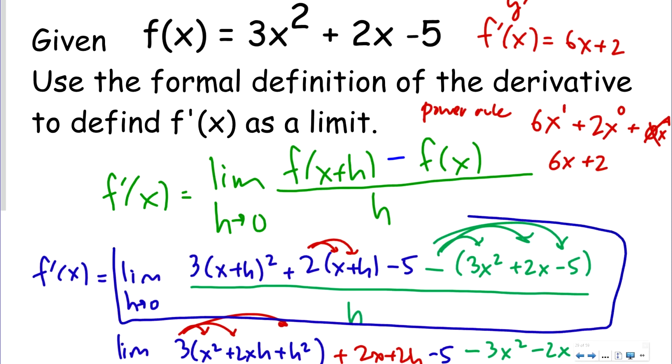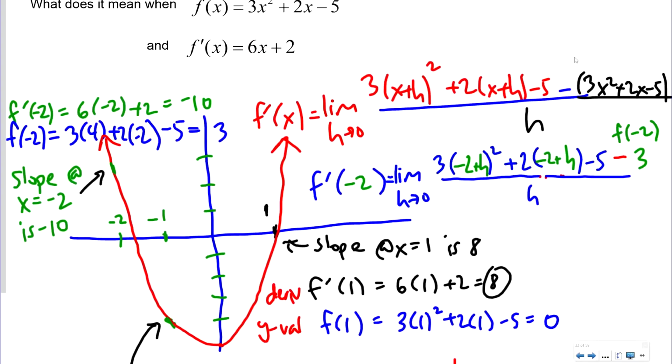They give you this part right here, and they'd say, if you were given this, could you get 6x plus 2 from it? Could you say, oh, I know that the function started out as 3x squared plus 2x minus 5, and the derivative of that is 6x plus 2 using the power rule. So let me show you an example.